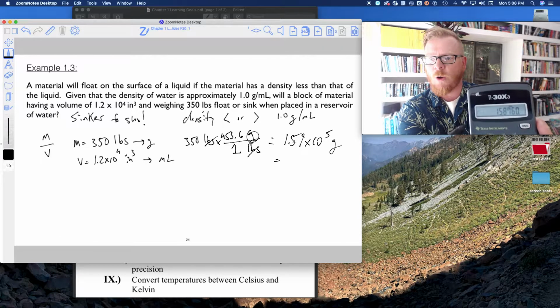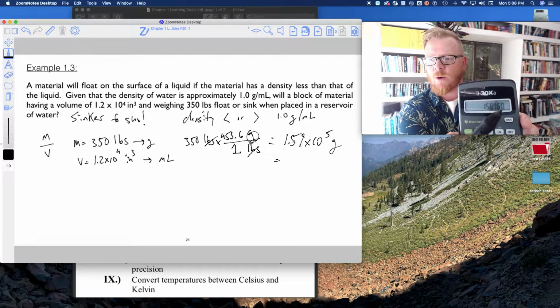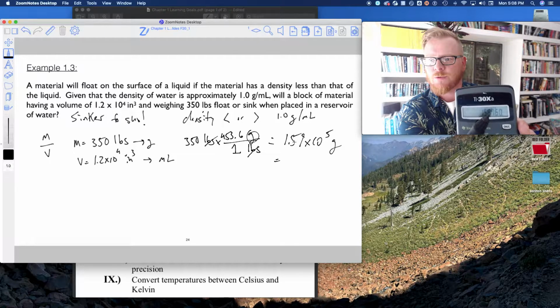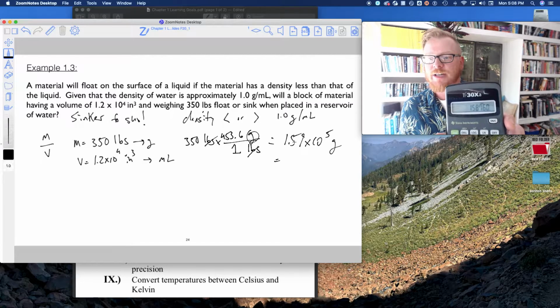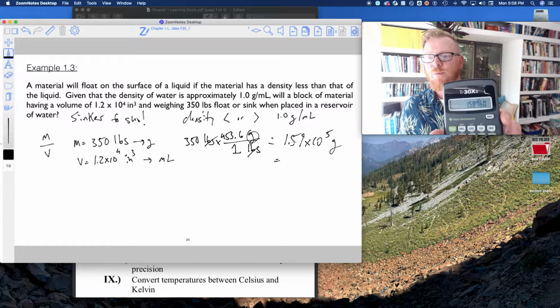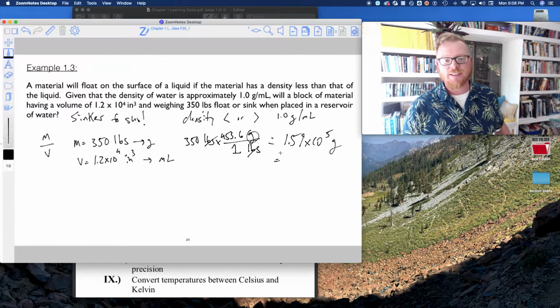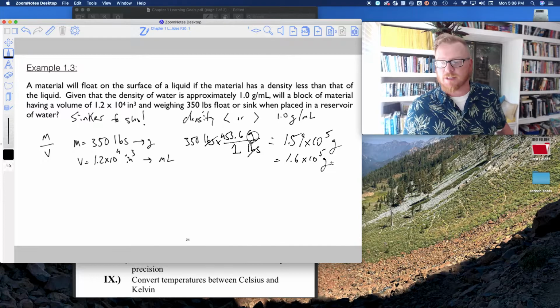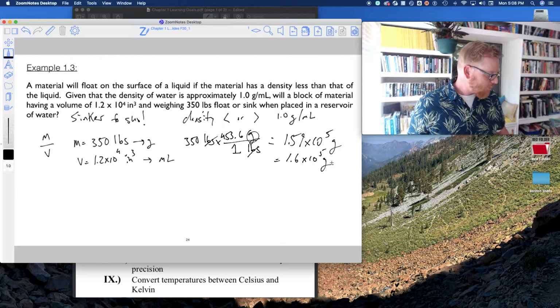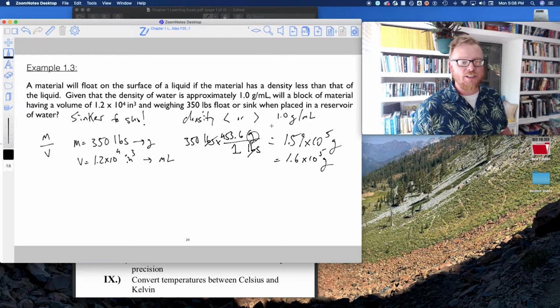Okay, so if I'm estimating, then I go 1, 2, 3, 4, 5. So 1.58760 times 10 to the 5th. I made it 1.59 with 3 sig figs, but you can see really with 2 sig figs, it's only going to be 1.6 times 10 to the 5th grams. Okay. And now my volume, this is where this gets tricky.